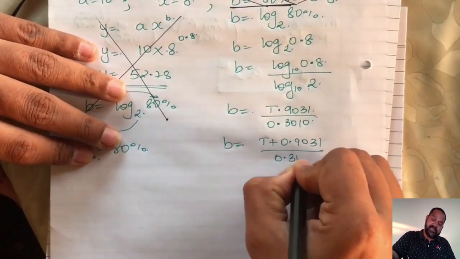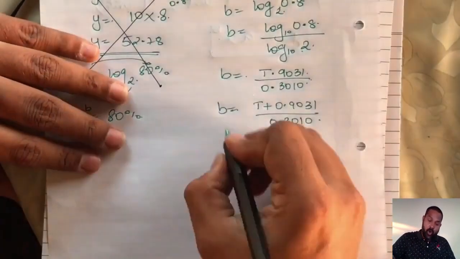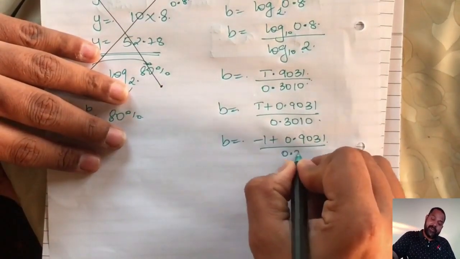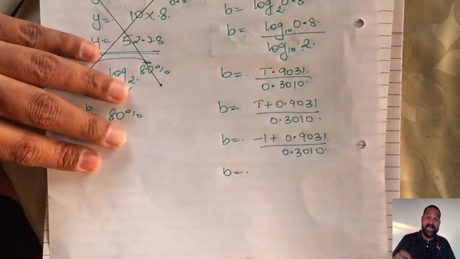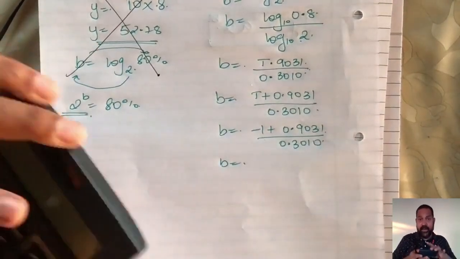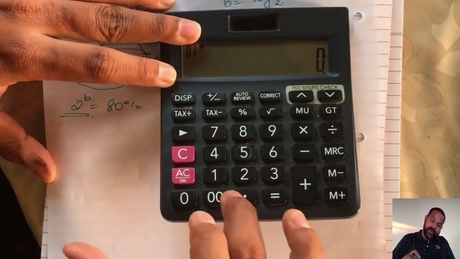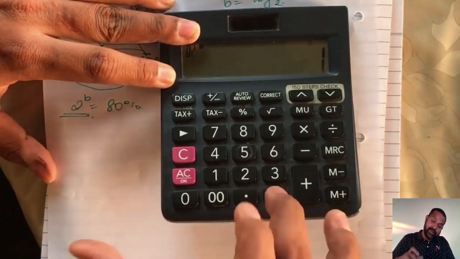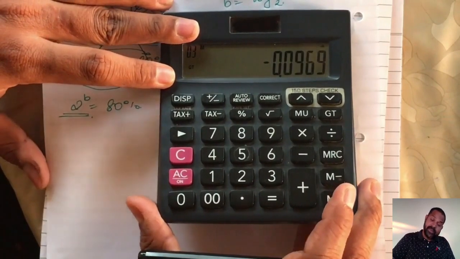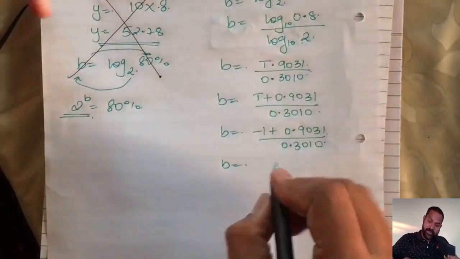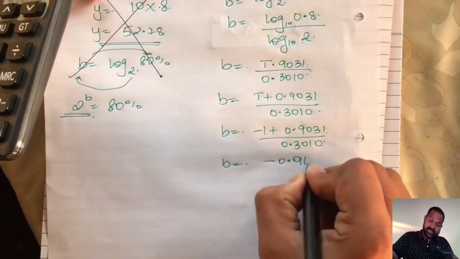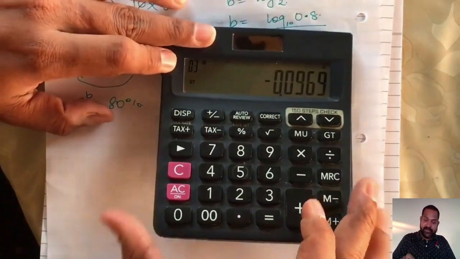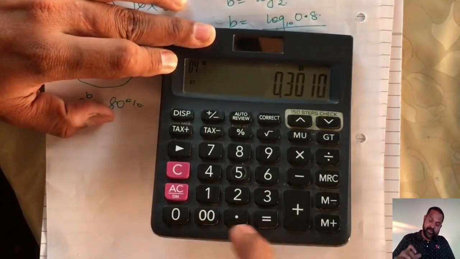0.9031 divided by 0.3010, or B is minus 1 plus 0.9031 divided by 0.3010, or B is 0.9031 minus 1. 0.9031 minus 1 is a negative 0.969, sorry, divided by 0.3010. When you divide this by 0.3010, what do you get?